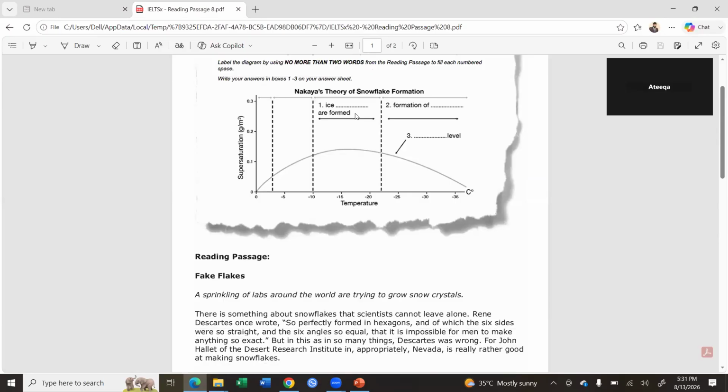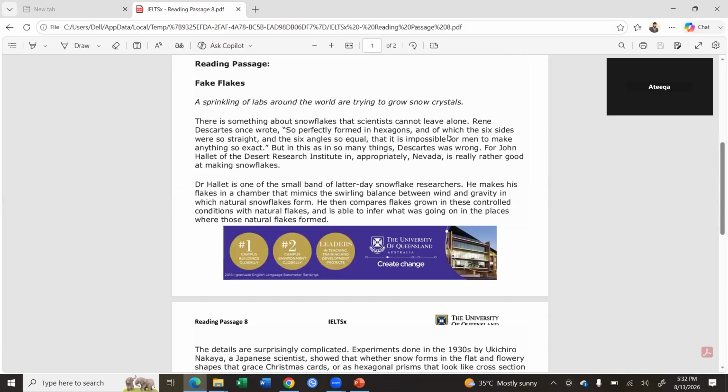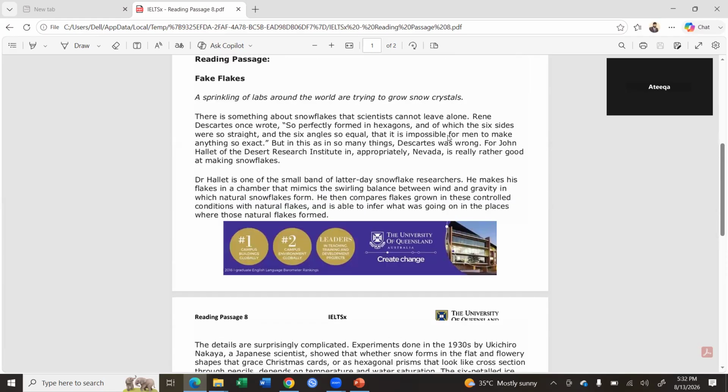Ice dash are formed, right? And here is the information: minus 10 degrees to minus 20 degrees or 25 degrees. Then after minus 25 degrees, 22 degrees, formation of dash is found as well as dash level. So we need to answer these questions. You have 6 minutes to answer, but you should write no more than 2 words, right? So your time starts now. Here is the passage for you.